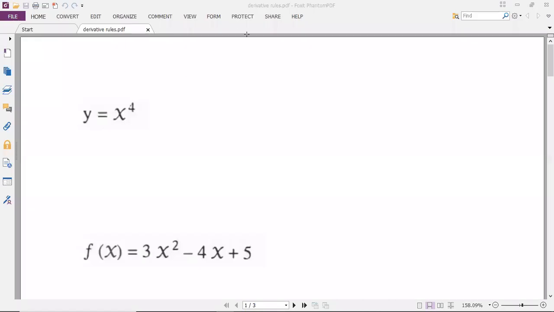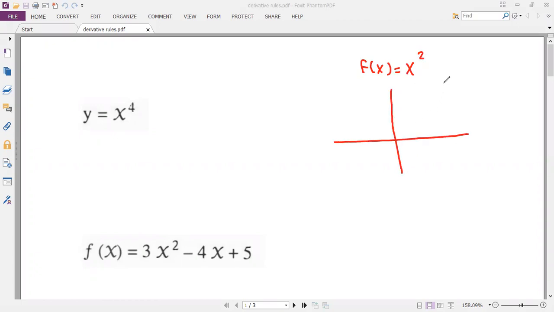In this session, we're going to discuss together the rules of differentiation. What's the meaning of the first derivative? The first derivative is the slope of the tangent of the function. So if we have a function like f of x equals x to the power of 2, when graphing this function, we are going to get a parabola.